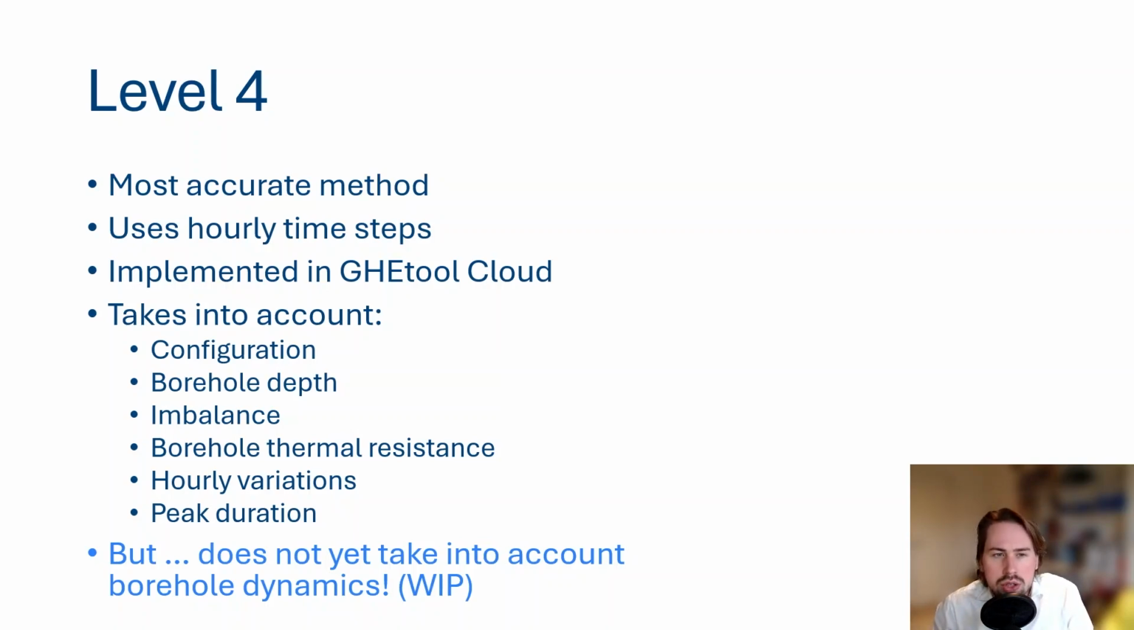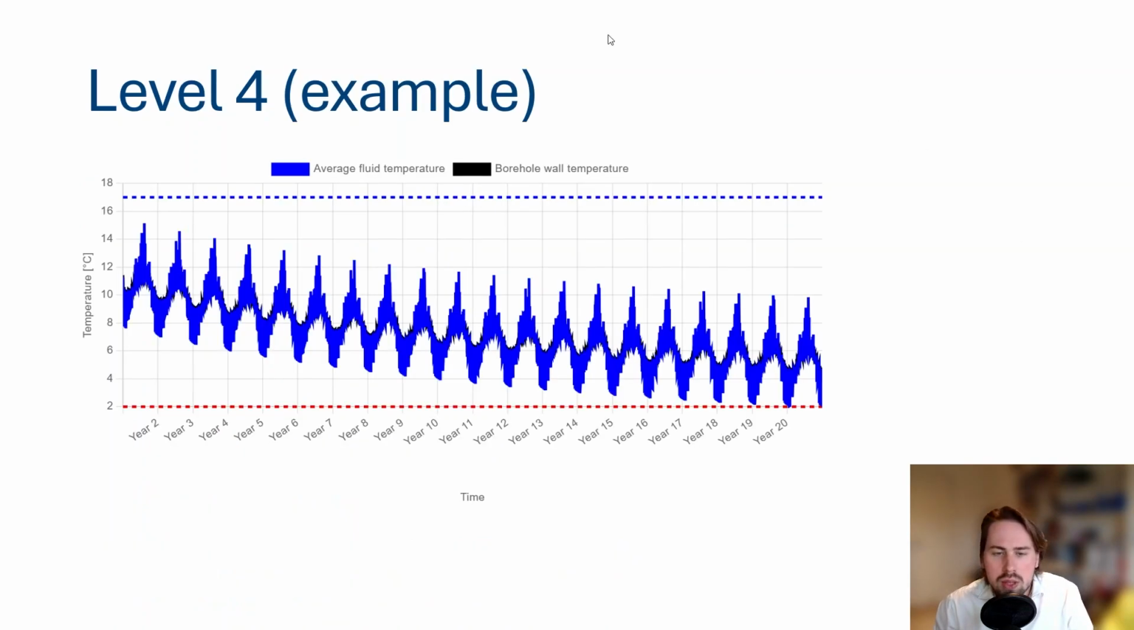And just to complete our story, if we use GHEtool with the level 4 method, we end up with a temperature profile like this, for example, where we now have, as you can see, a way higher frequency. We now have a higher data resolution, let's say. But we're again sized in the last year of operation for this case.